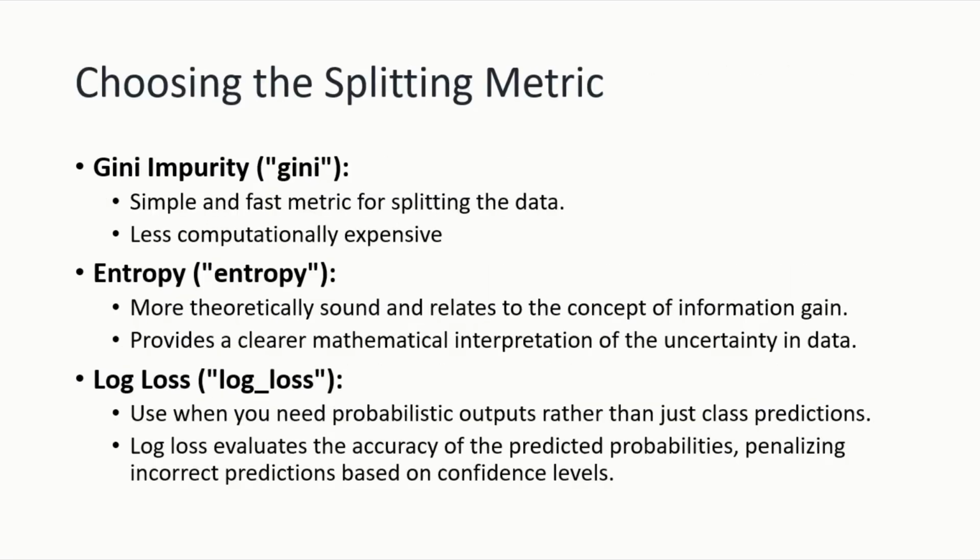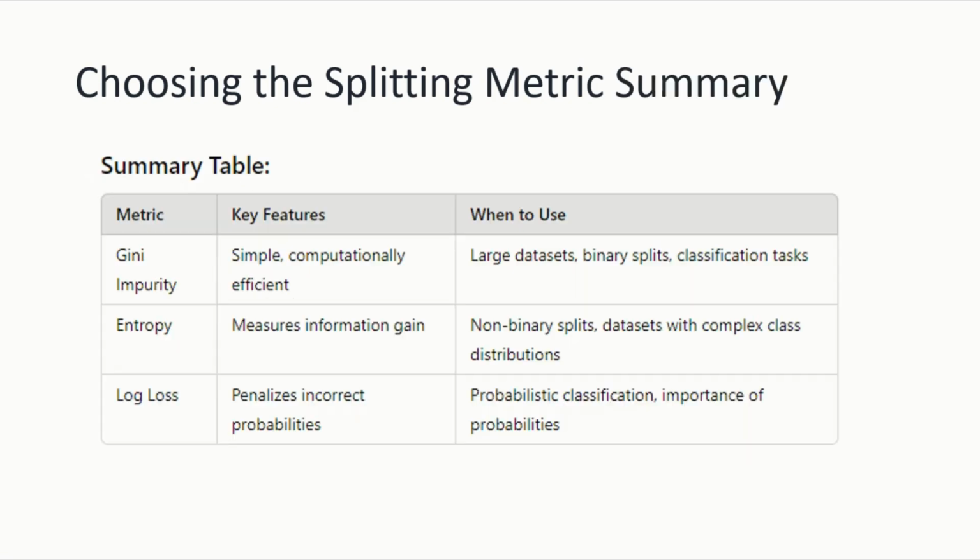We use Gini impurity when you need a simple and fast metric for splitting the data, and it is less computationally expensive. Entropy is more theoretically sound and relates to the concept of information gain and provides a clear mathematical interpretation of the uncertainty in the data. Log loss is not quite as commonly used, but we use it when you need a probabilistic output rather than just the class predictions. Log loss evaluates the accuracy of the predicted probabilities, penalizing incorrect predictions based on confidence levels.